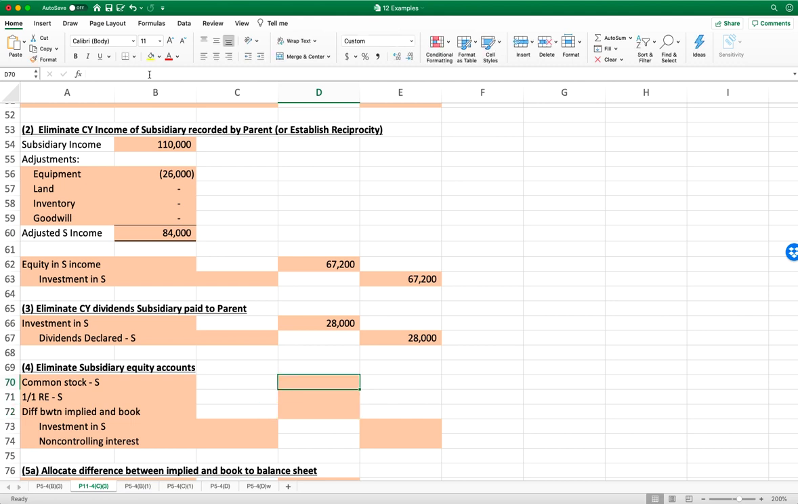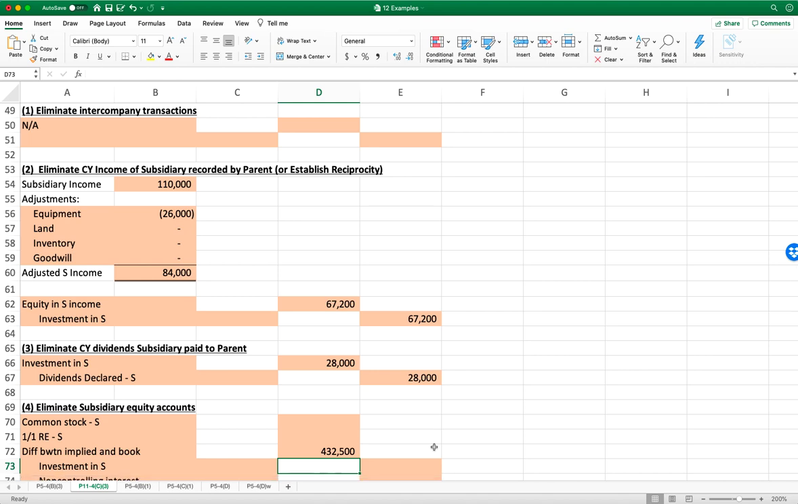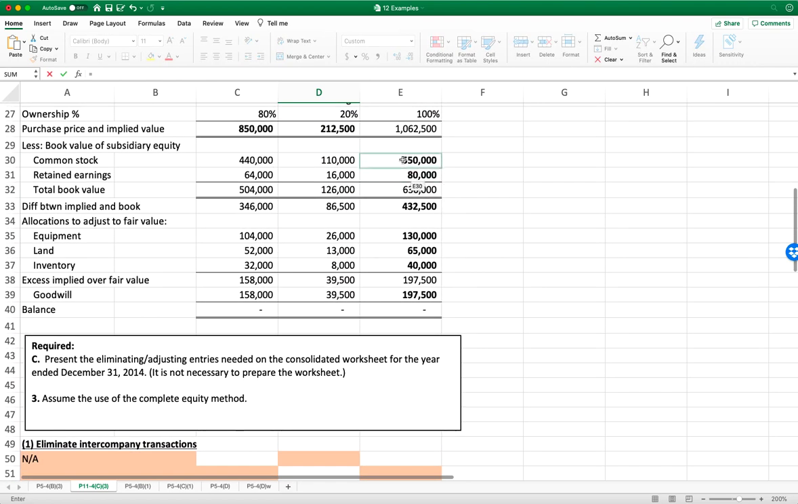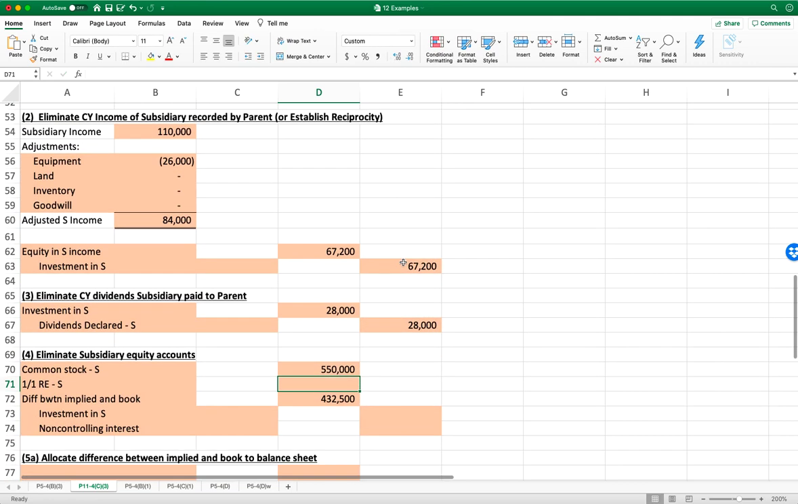So our numbers that we know stay the same. Difference between implied and book is calculated on the date of acquisition and does not change. So that's still going to be $432,500. Our common stock is still going to be $550,000 just because our book is nice to us. But our retained earnings will have changed. So sometimes they give us the new 1 retained earnings. Other times we have to calculate it. This time we have to calculate it.